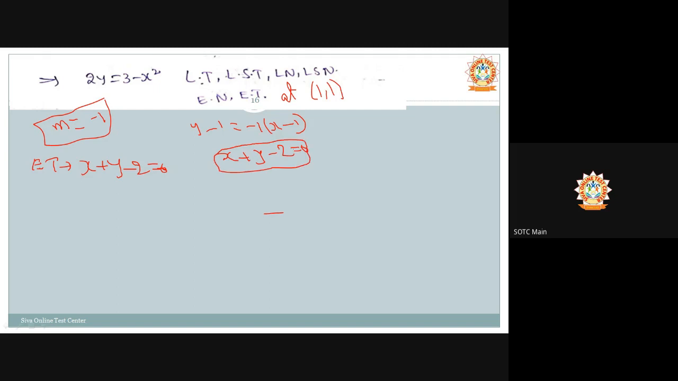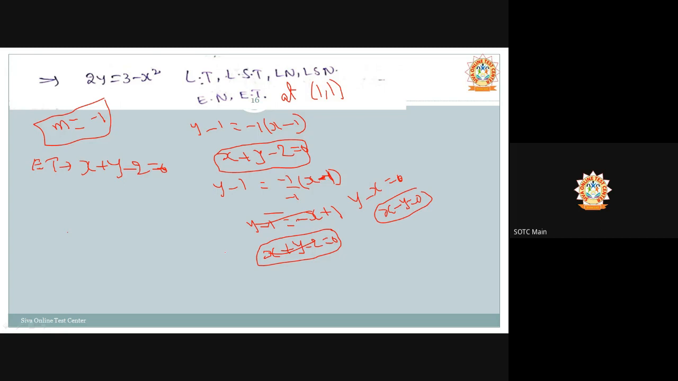Tell me equation of normal. x minus y is equal to 0. Yes, x minus y is equal to 0, sir. Tell me what is length of tangent. So length of tangent will become mod of y1 under root 1 plus m square divided by m. Root 2, sir. Very good, root 2 is the correct answer.